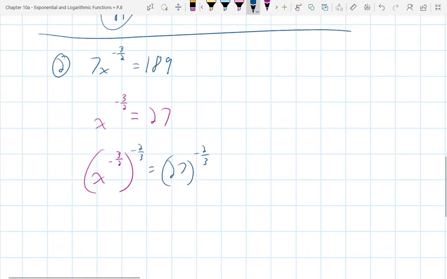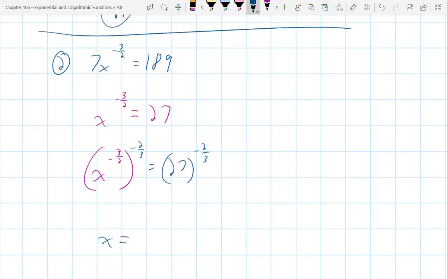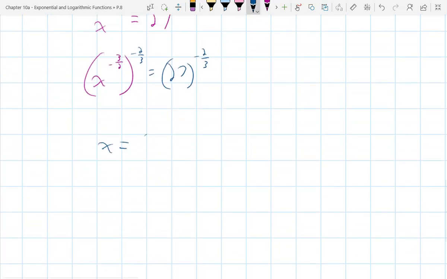Makes it so that I have x is equal to, and we know that this can be expressed as 27 to the 1/3, then squared, then negative 1. Or x is equal to, can you do that without writing them all down? 1/9.